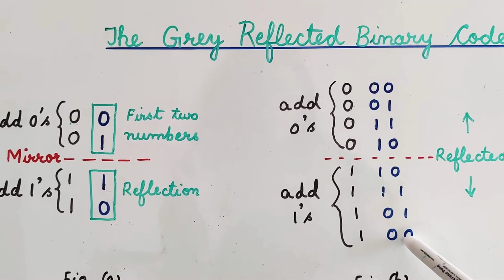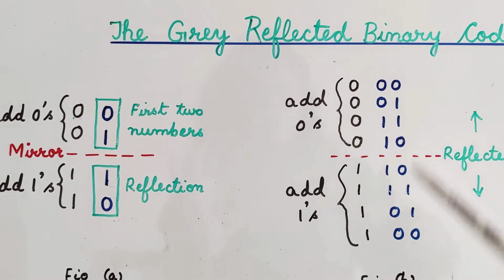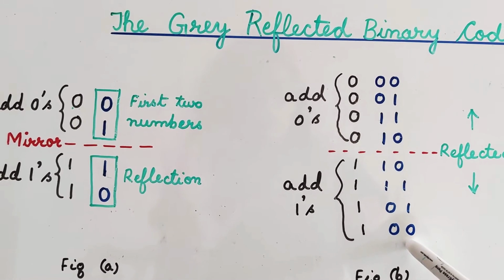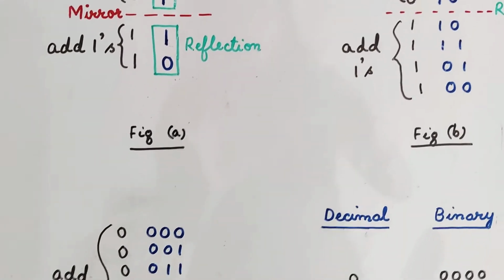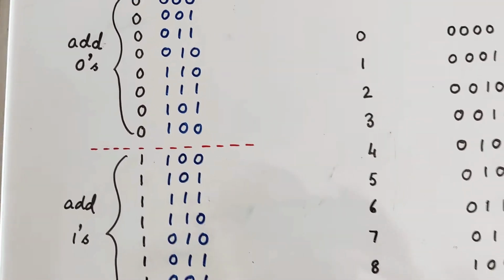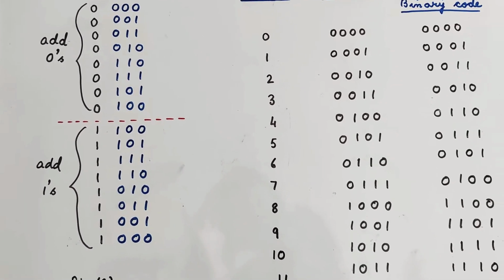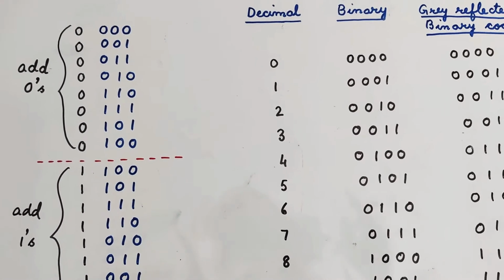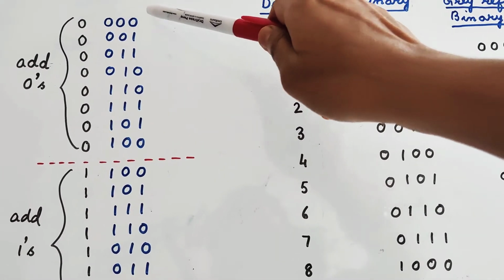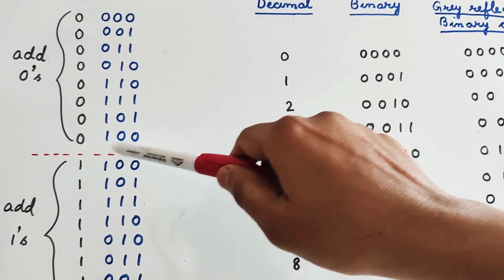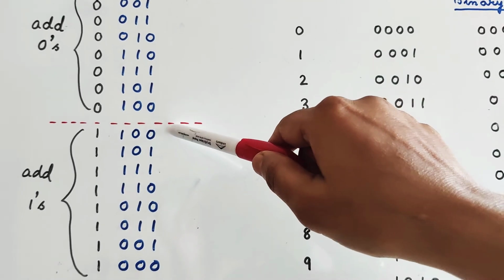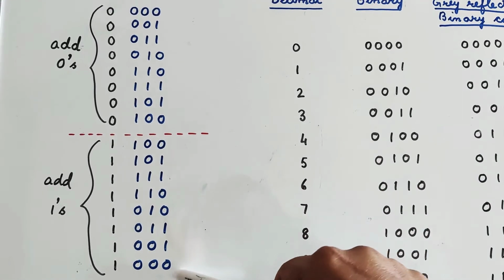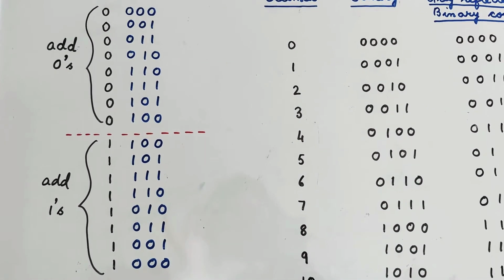Now in order to obtain the rest of the decimal numbers, we will take all these 3-digit, 8 numbers and again place a mirror below them as shown in this figure C. So in figure C, we have taken all these 3-digit, 8 numbers. We have again placed a mirror below them and we are seeing the reflection of these 8 3-digit numbers in the mirror, which comes out as shown in this figure.